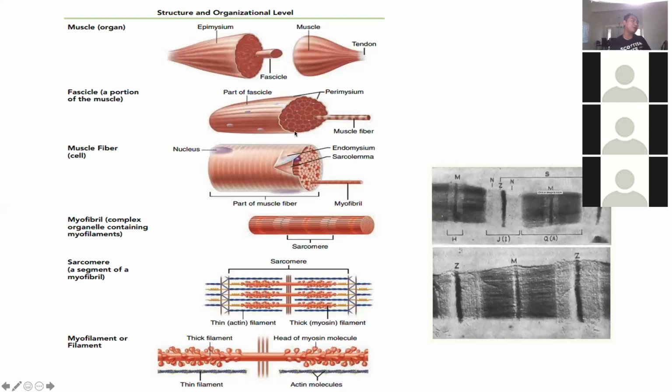If we combine all the muscle fibers and wrap them with a connective tissue sheet, which is called perimysium, we will have a fascicle. Multiple fascicles wrapped with the epimysium, the outermost mysium, give us the muscle as an organ, like our bicep muscle.